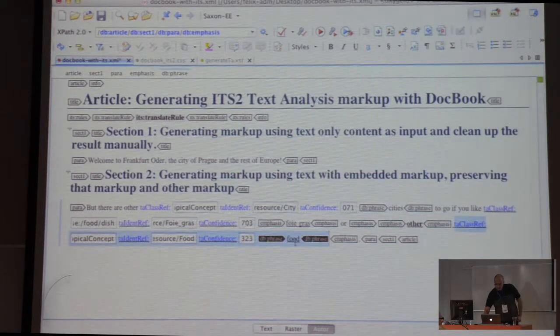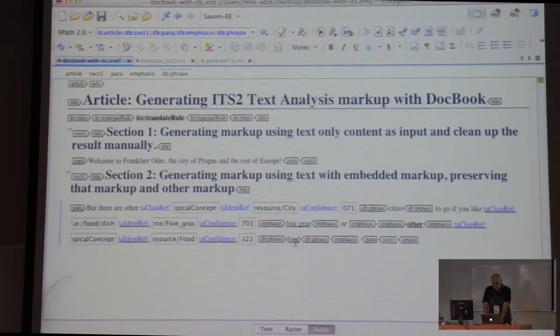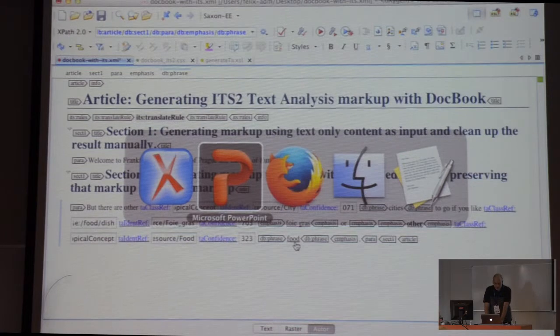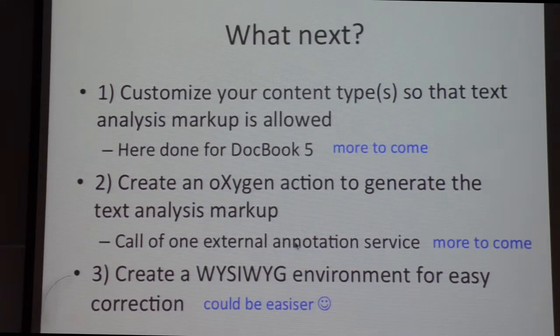So you see here the embedded term food gets a new piece of markup, a new element, but the existing markup is preserved. So this is basically how the service is working, and I think I'm close to the end of my talk in terms of time. So just to say what the next steps would be: to allow for more document types, not only DocBook, to have the ability to use other services, not only DBpedia Spotlight, but also services which rely not only on Wikipedia and also on other languages, and to work more on the WYSIWYG environment.